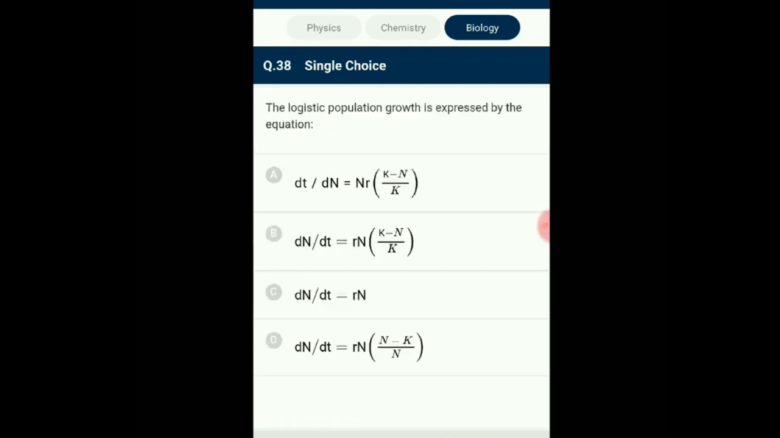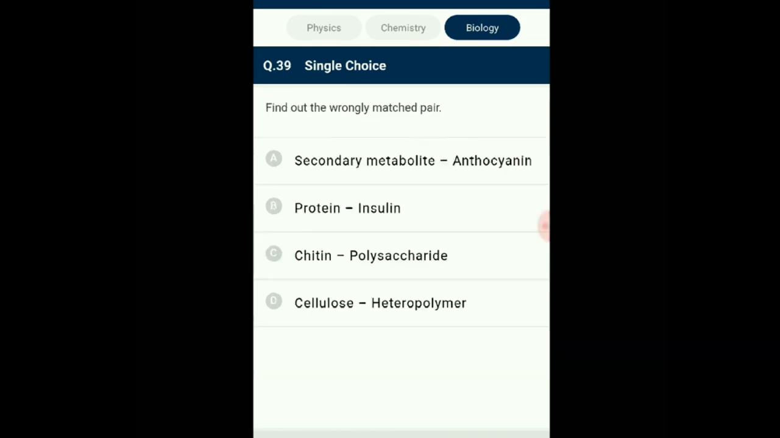Question number 38. The logistic population growth is expressed by the equation, that is option B, dN/dt = rN (K - N)/K. Question number 39. Find out the wrongly matched pair.